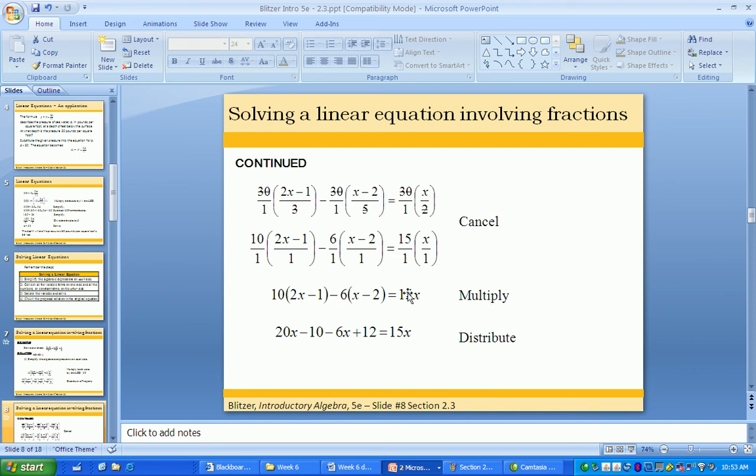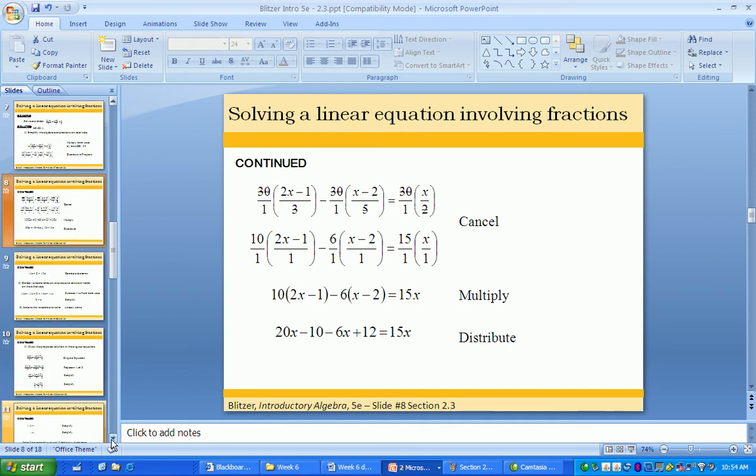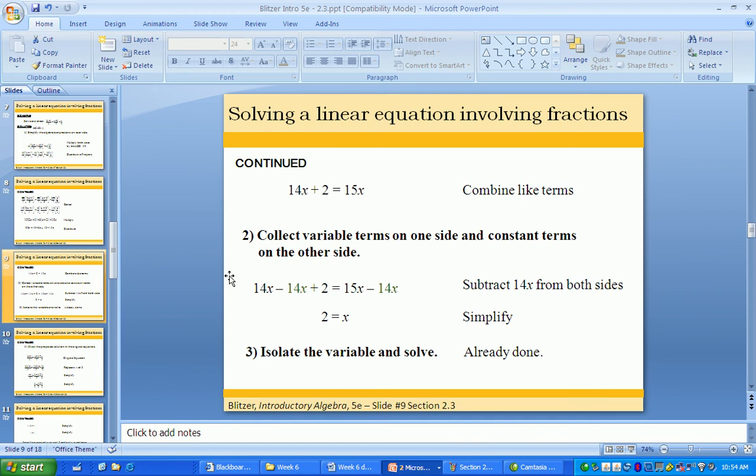We go ahead and use the distributive property. Next we combine like terms and we get 14x plus 2 is equal to 15x. Then we get the variables on one side and the constants on the other. In this case we're going to move the variable 14x to this side, since we don't have any constants to move, and get a constant by itself. And we end up with 2 is equal to x.